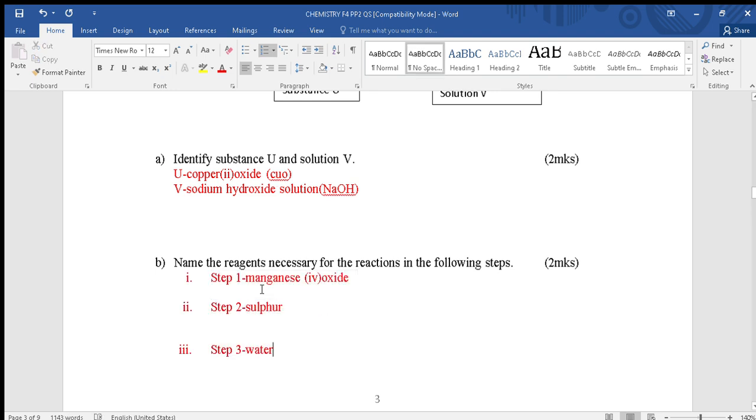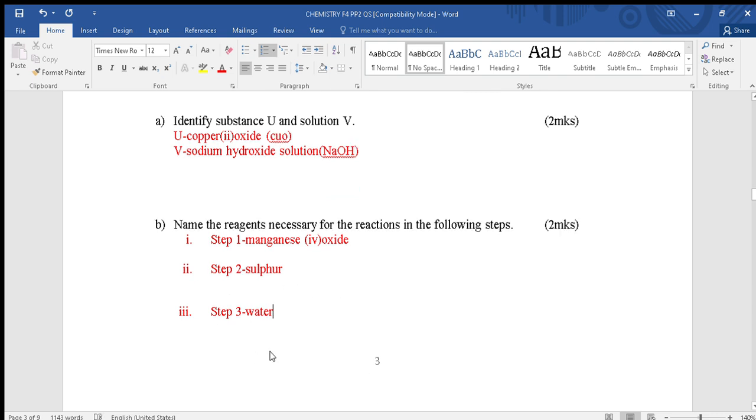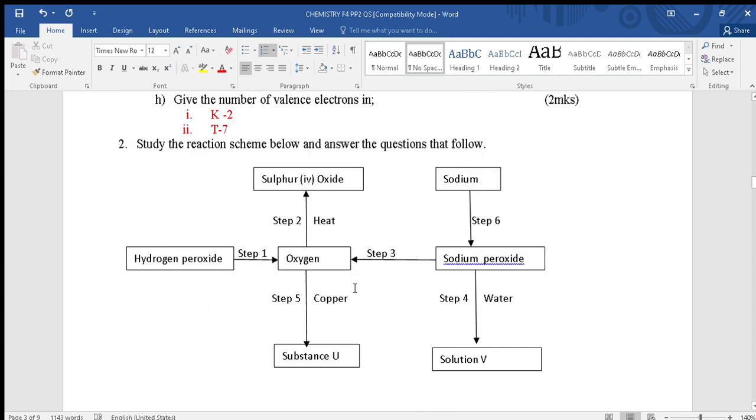So you can see that in step 1 what you need is manganese 4 oxide. In step 2 what you need is sulfur, so that sulfur reacts with oxygen to form sulfur 4 oxide. And in step 3 here what you need is water, because when water reacts with sodium peroxide you form sodium hydroxide and oxygen gas.